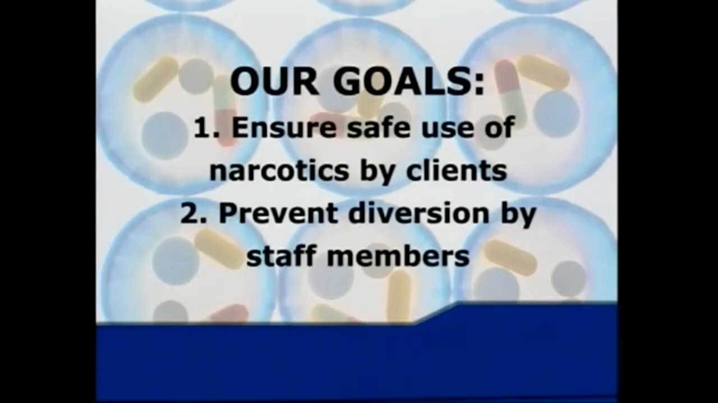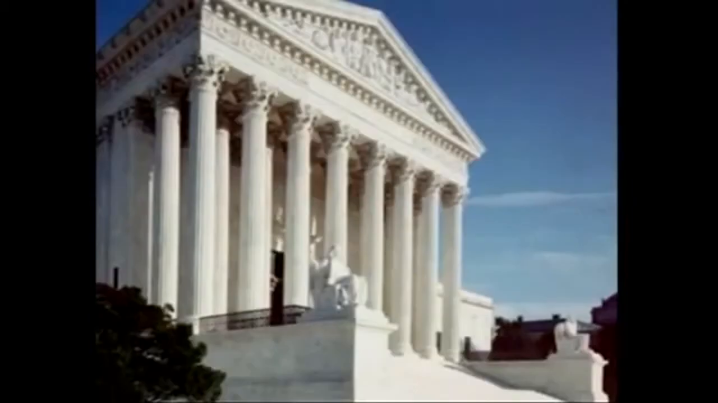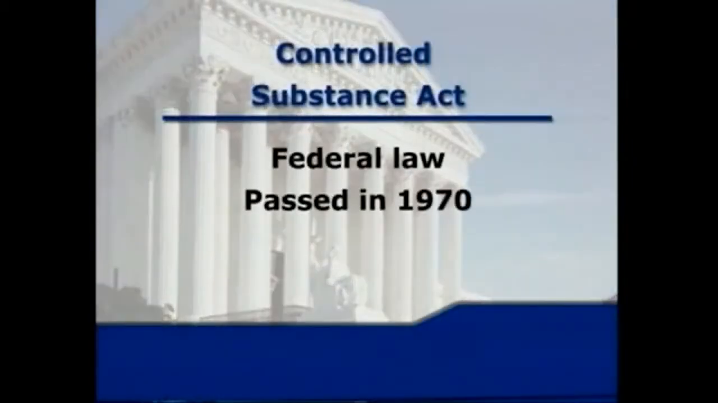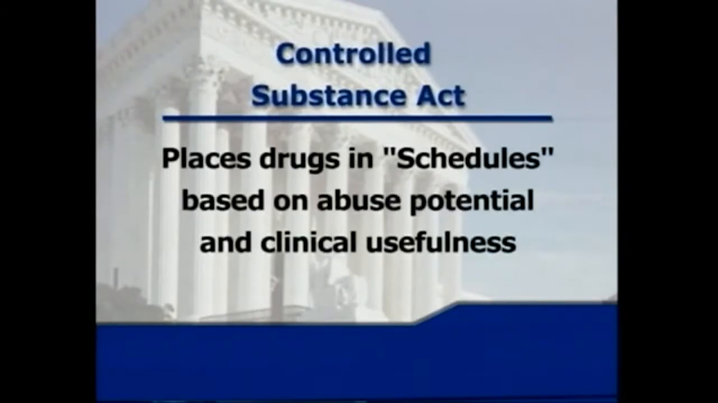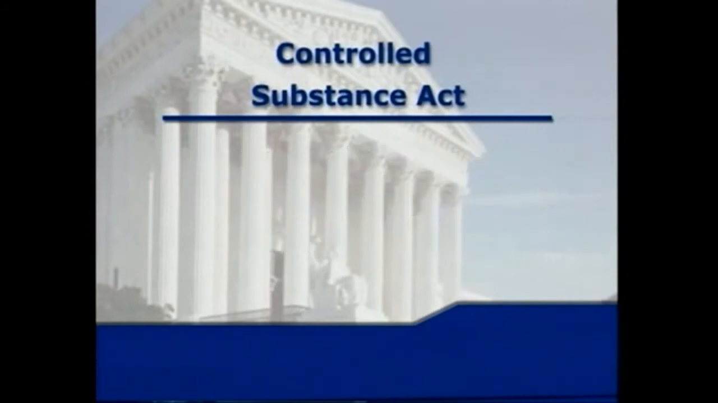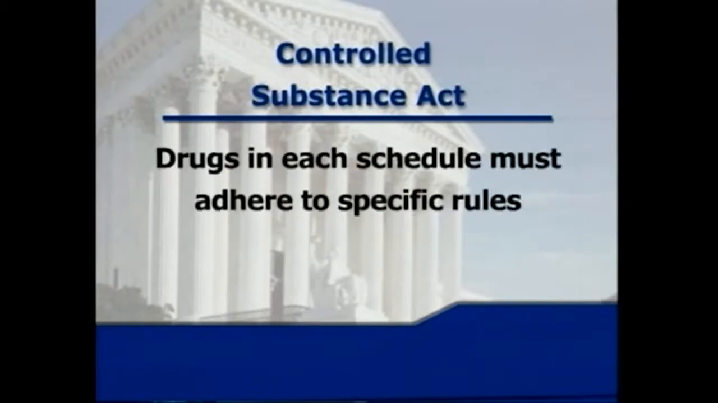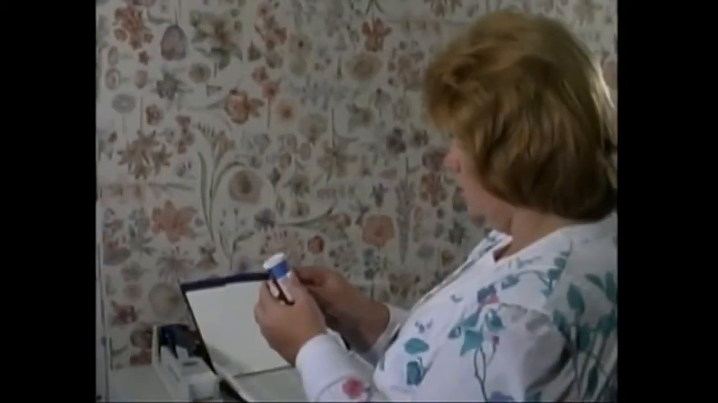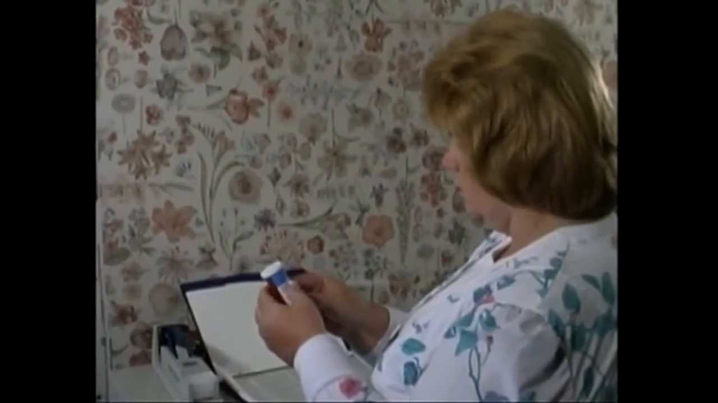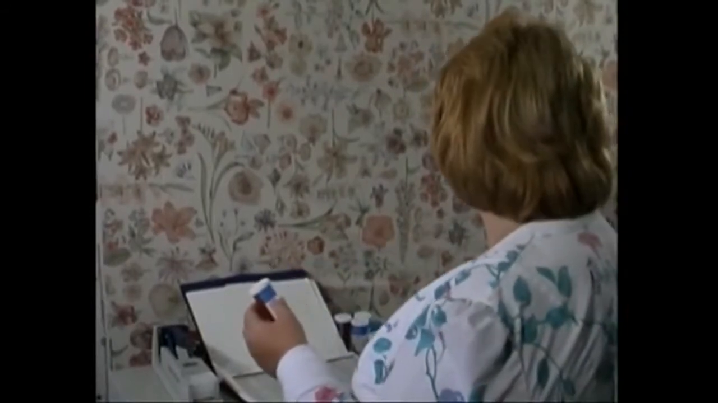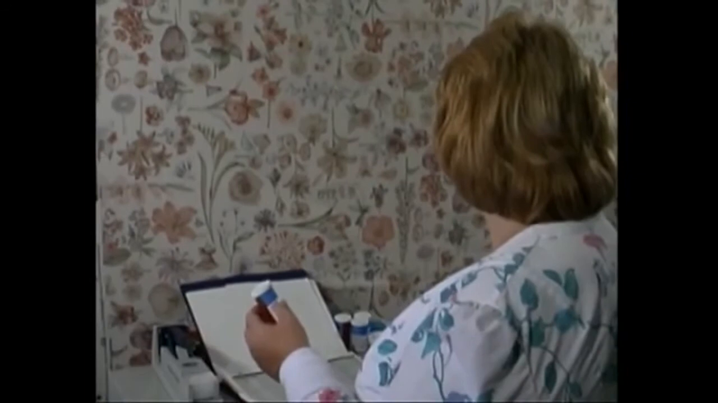In 1970, a federal law known as the Controlled Substance Act was passed to help control the use of narcotics. The Controlled Substance Act classifies drugs based on their abuse potential and clinical usefulness. Drugs in each schedule are regulated by a set of rules specific to that group of medications. Your understanding of these schedules and the rules that accompany them is critical to achieving our goals of safe and appropriate narcotic use within your facility.